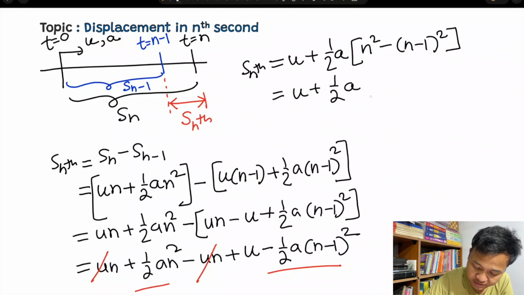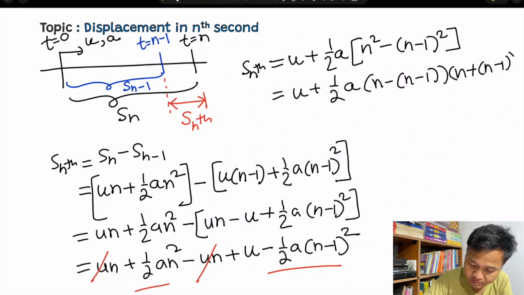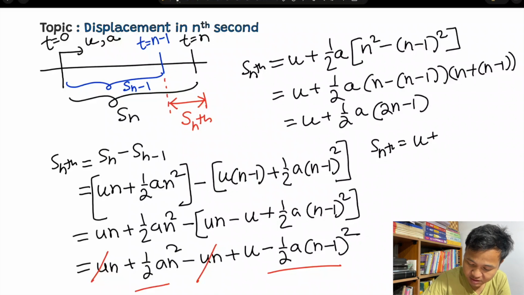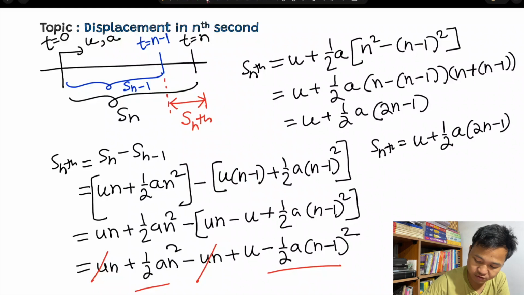So here you'll have n minus 1 into n plus n minus 1, okay, plus half into a into n minus n is 0, cut. Okay, so if you open the bracket, this will become plus, so you'll have 1, and the next part you have 2n minus 1. So finally the S net displacement is u plus half into a into 2n minus 1. That's the formula.